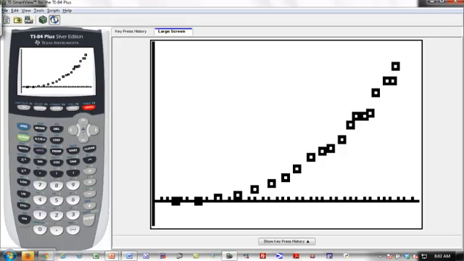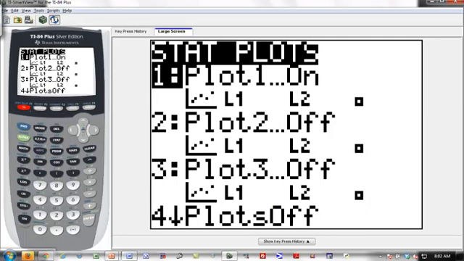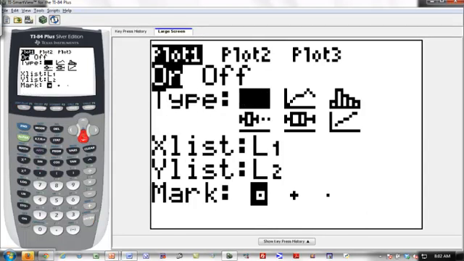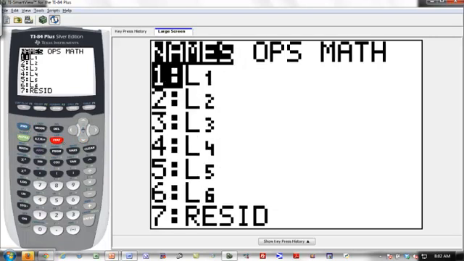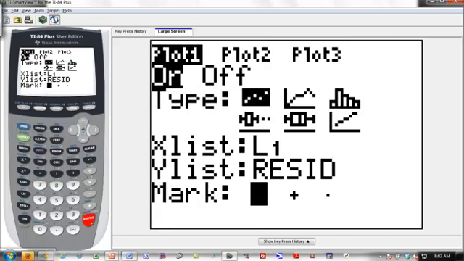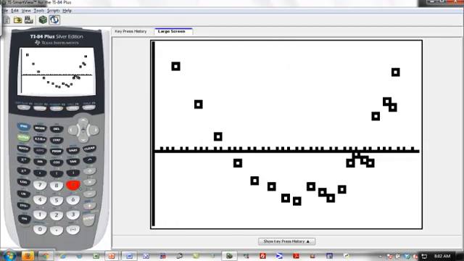And then after you do that, go ahead and go back to second stat plot. And what I would like to do is the residual plot. I want to do not L1 versus L2, I want to do L1 versus second list resid. Mine is option 7, yours may be different. And then I need to do a zoom 9.